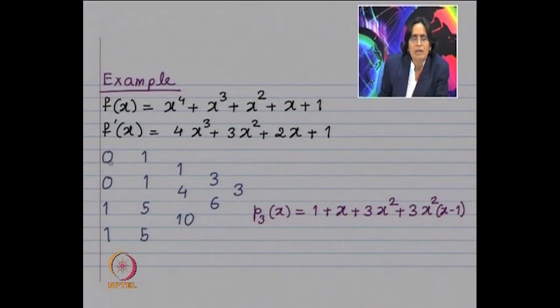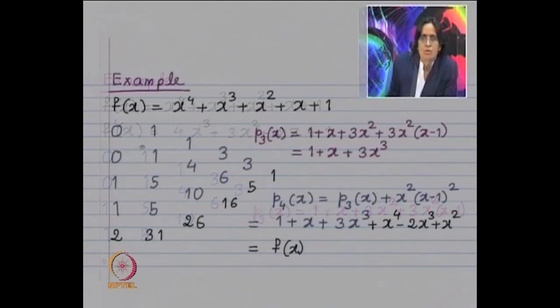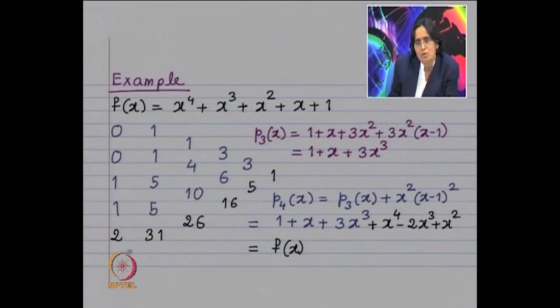Now, let me add one more interpolating point. Suppose I want to find a polynomial which interpolates the given function at 0 repeated, 1 repeated and 2. So, this divided difference table we had already calculated. We just need to add these entries. So, here is 2, f(2) is 31.